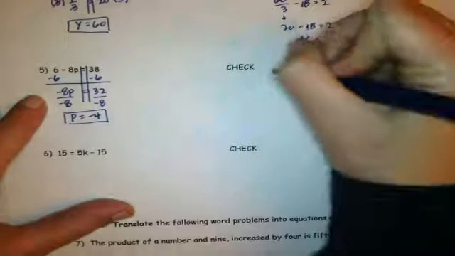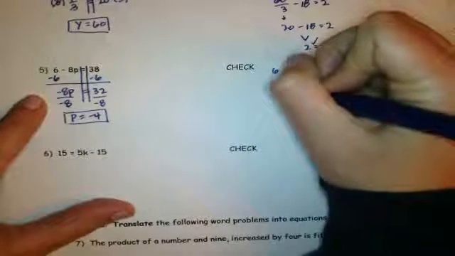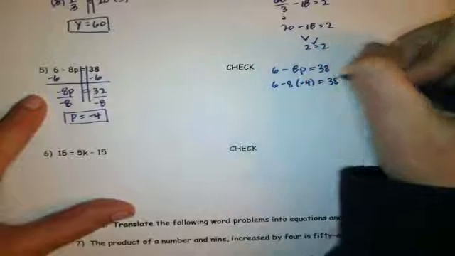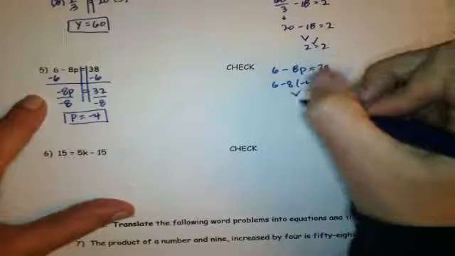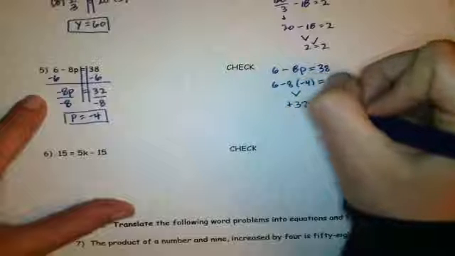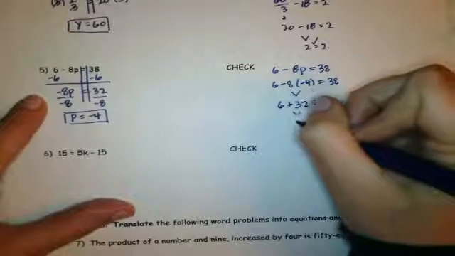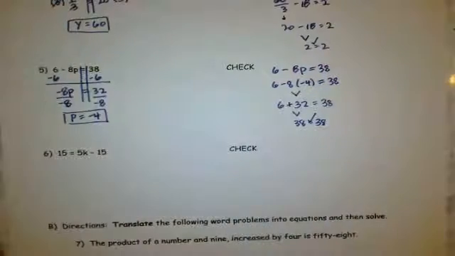Okay? Start our check the same way. Rewrite the original. In place of p, I'm going to put negative 4. And then remember PEMDAS, you have to be careful. Negative 8 times negative 4 is positive 32. I bring the 6 down, and 6 plus 32 is 38, and it checks.